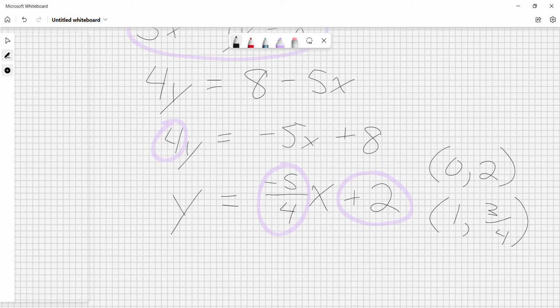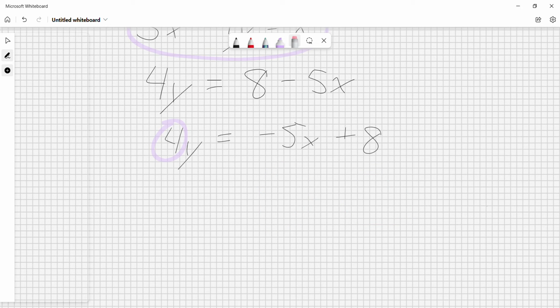So now that you have 2 points on graph paper, you should be able to graph that out. 0, 2 and 1, 3/4. Those are your 2 points. I think I did that correctly in my head. If I didn't, then sorry, moving on. So that was guided practice number 1 on page 155.